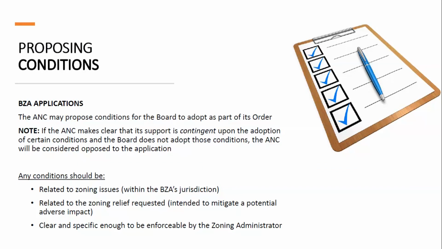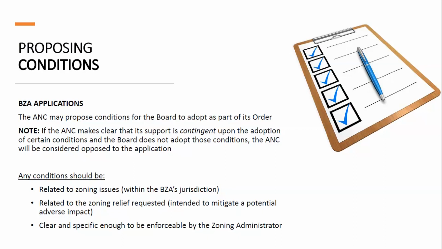Now, an ANC can request an applicant agree to certain conditions separate from the BZA process, which does happen sometimes with ANCs. Those conditions just, again, wouldn't be part of the order if they're not adopted by the board. So some things to keep in mind when proposing conditions for BZA applications. Any conditions should be, one, related to the actual zoning issues. A common condition that ANCs propose is mitigating construction impacts. Construction is not an issue that's outlined in the zoning regulations, so it's not within the board's purview, and any conditions relating to construction typically cannot be adopted.